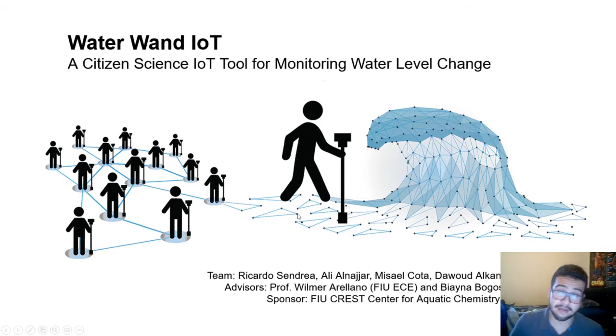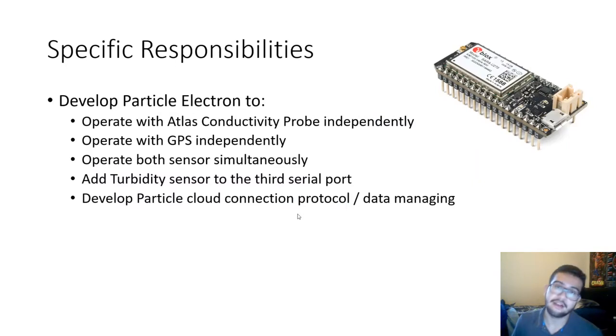But here's just a report of what I've been working on with the water wand. As you may see from the other group members, I've been mainly focused on the particle electron and having it work with the conductivity sensor and the GPS and all the other sensors that everyone else has been working on. My main contributions right now have been developing that conductivity sensor individually, making sure that it worked, and then working with the GPS individually, making sure that the GPS worked.